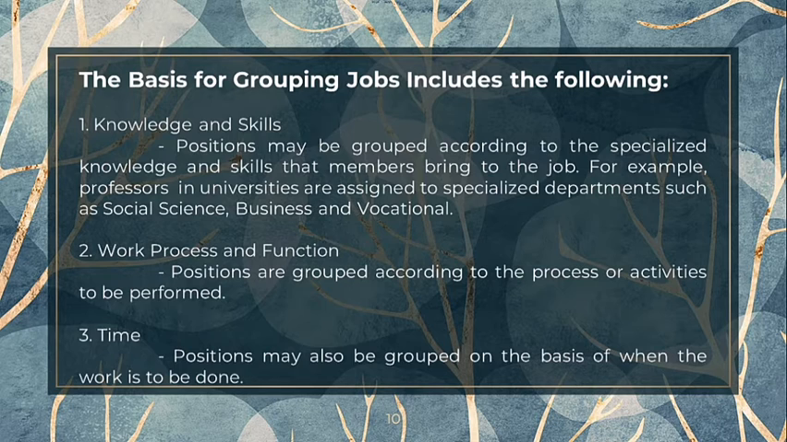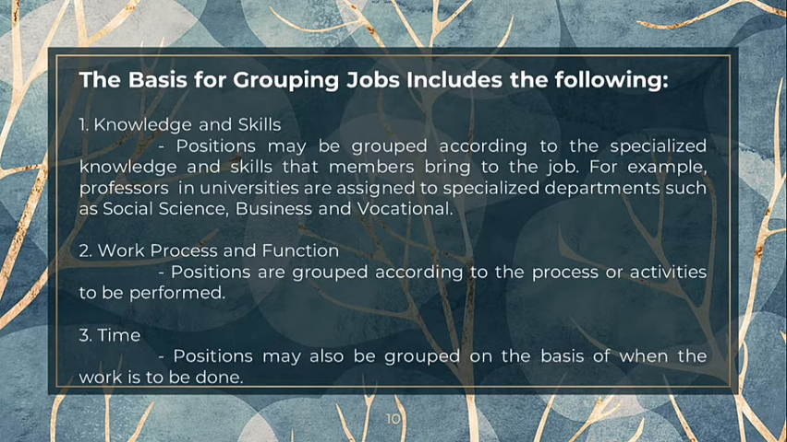Another example is a print shop which may have separate letterpress and offset departments, two different processes for getting the same outputs. The third one is time. So positions may also be grouped on the basis of when the work is to be done. This method of departmentation is used in situations where work is done round the clock. For example, in a textile factory, wherein workers work in shifts.